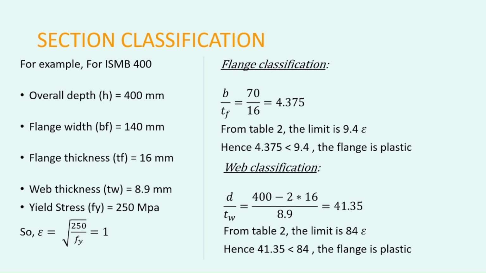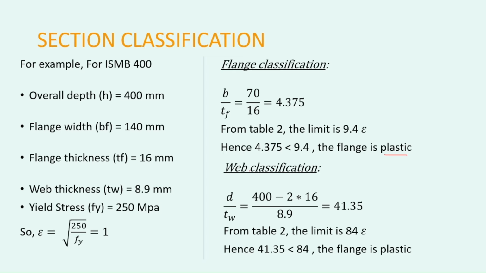First of all, let's classify the flange. B by TF. What is B? As I already showed you, B is nothing but half of the flange width in the case of I section. Flange width is 140, so half is 70, and thickness of flange is 16, so it is 4.375. From the table you can see that it is less than 9.4. So we can say my flange is plastic.